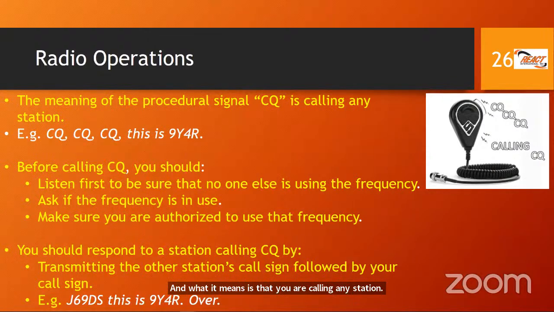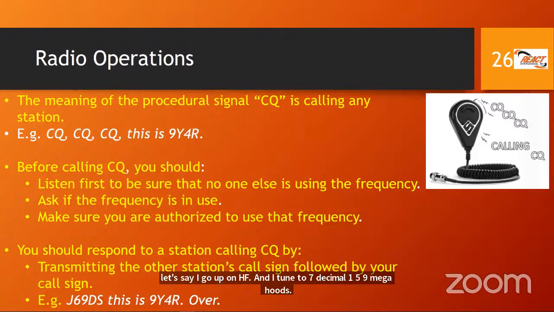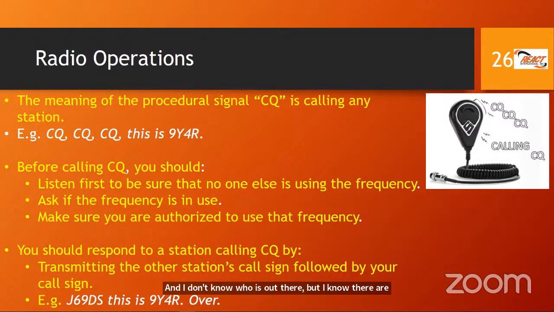So let's say I go up on HF and I tune to 7.159 megahertz. And I don't know who is out there, but I know there are people who may stand by. I may choose to call CQ, meaning calling any station. So I may say CQ, CQ, CQ. This is 9 Yankee 4 Romeo, for example. That's one way to make that call.